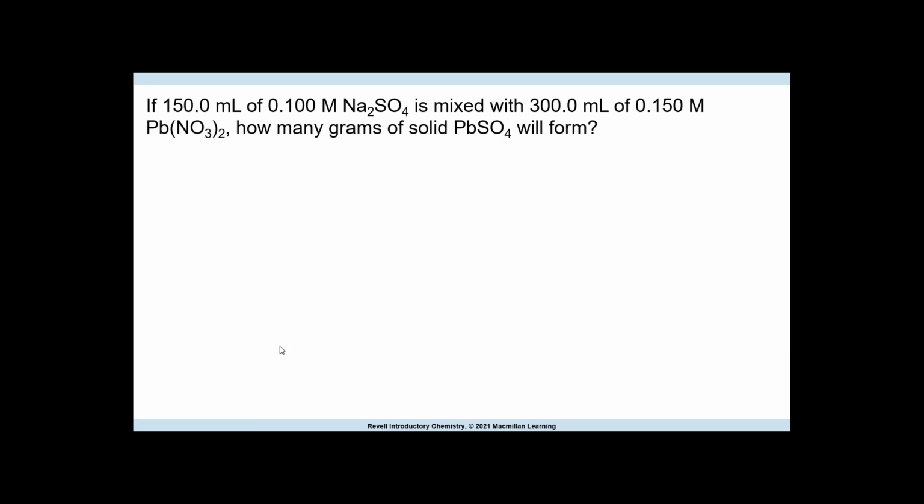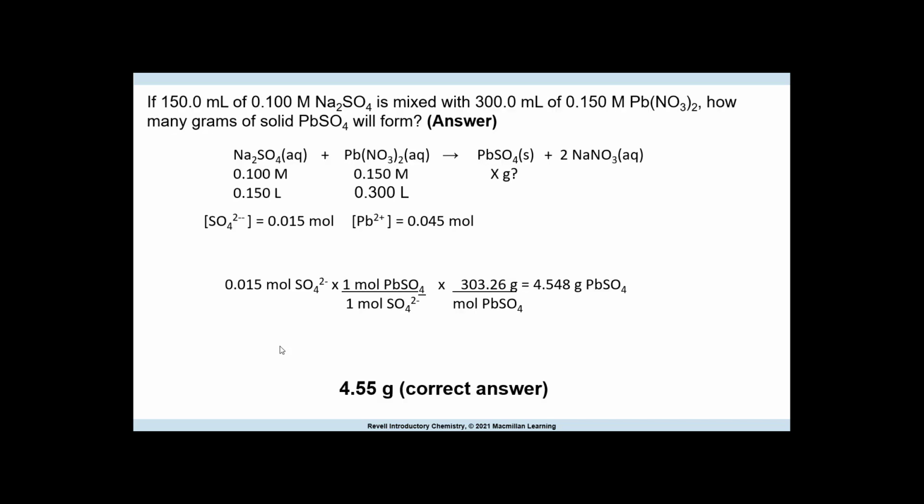If 150 mL of 0.100 molar sodium sulfate is mixed with 300 mL of 0.150 molar lead nitrate, how many grams of solid lead(II) sulfate will form? This sounds like a very difficult problem, but it really isn't. There's only one thing I need to explain here.